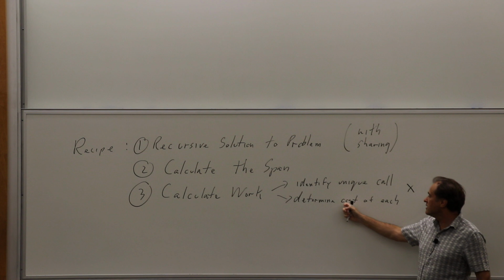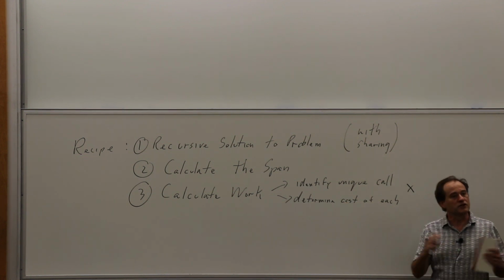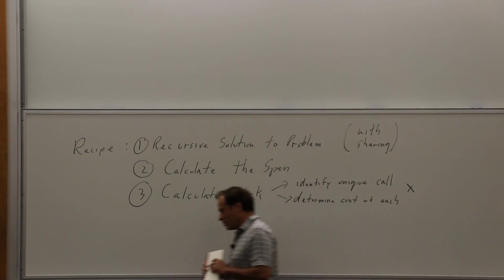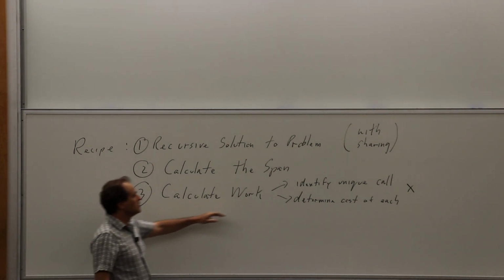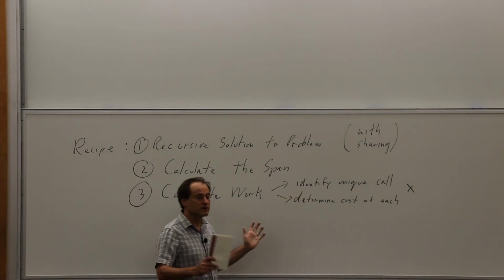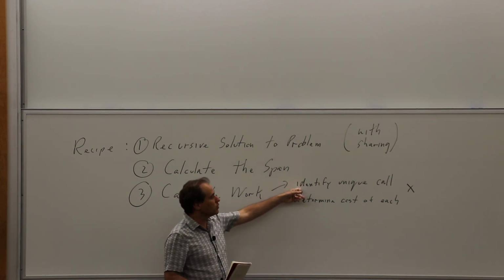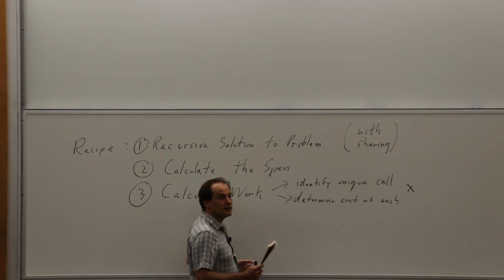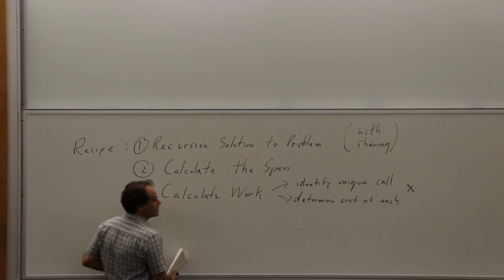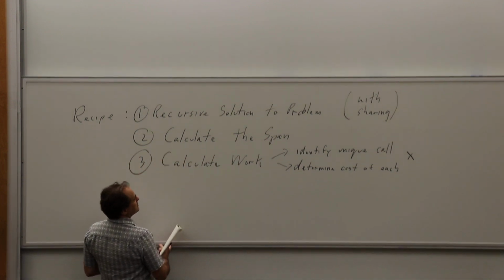Now it could be that the cost of each one differs widely. I actually don't know any examples where that's the case. I don't know any examples where we can't just simply multiply this. But in theory, not all of these calls might have the same cost, and so we might have to do some more complicated analysis there. But like I said, I've not come across such a case.